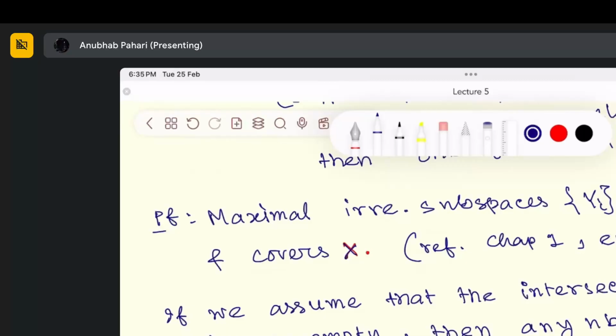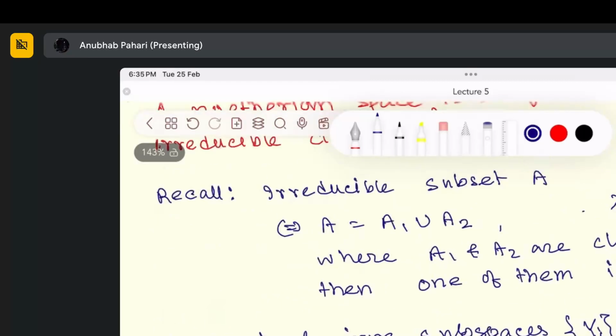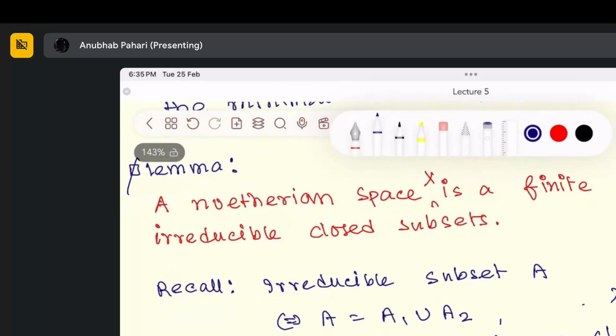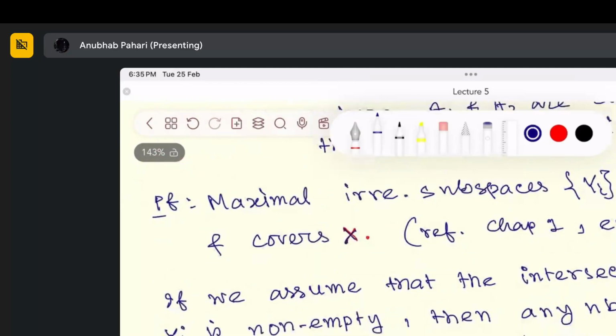So in that case, for the statement that X is a finite union of irreducible closed subsets, I already told you that a singleton is irreducible and the closure of an irreducible set is irreducible. So X is irreducible itself, so it is a finite union of irreducible subsets.